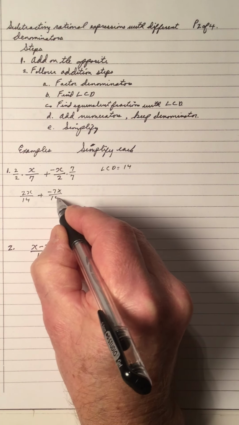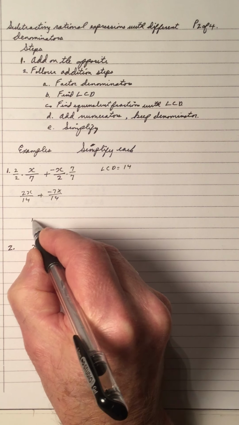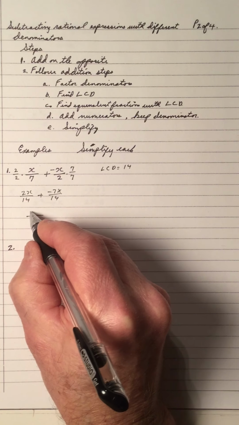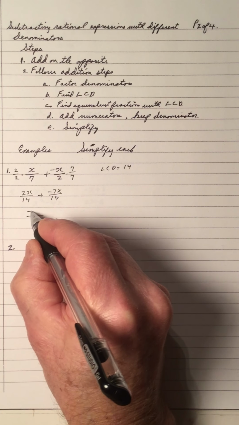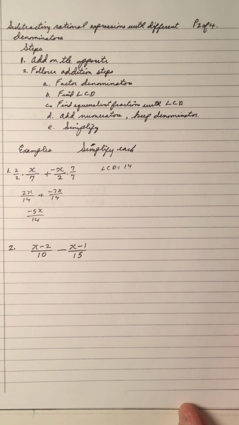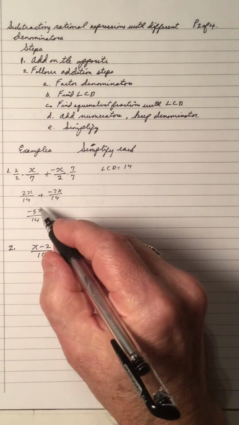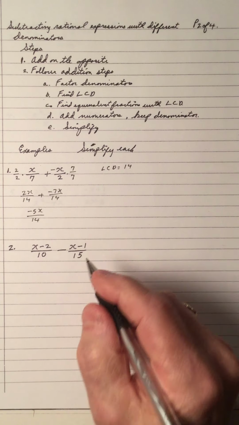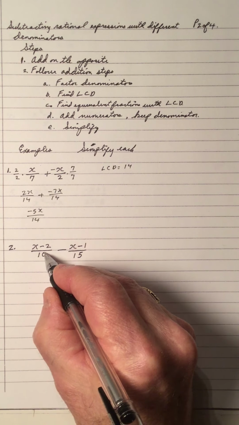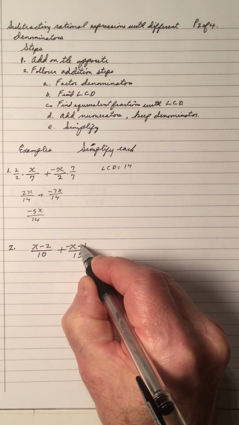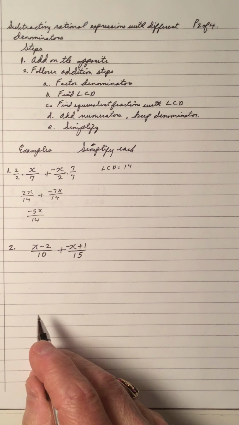2 times 7 is 14. Common denominator is 14, so I add 2x and negative 7x, which is negative 5x. And that's fully simplified. Can't do any more, because 5 is not a factor of 14. Number 2, again, because I'm subtracting fractions, I'll add on the opposite. So I'll add on negative x plus 1.